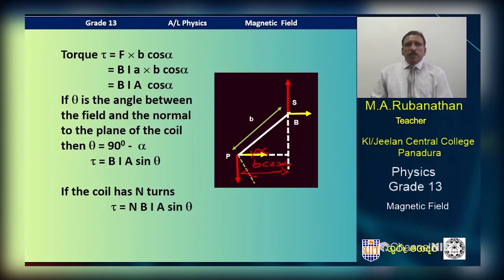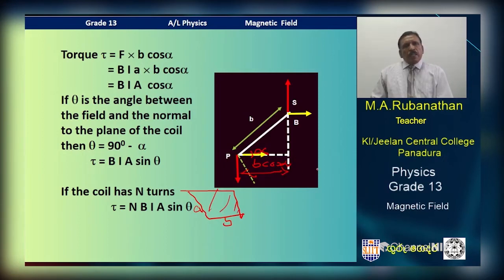Again, we substitute F is equal to BIA and B cos alpha. Then we get BIA cos alpha. What is A? A is the area of the coil.